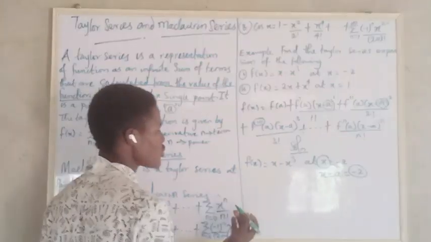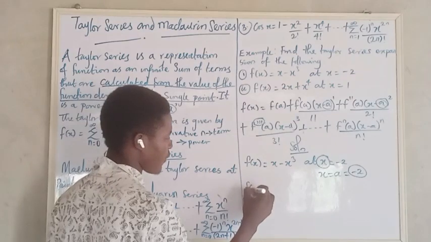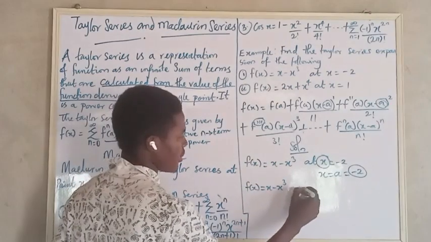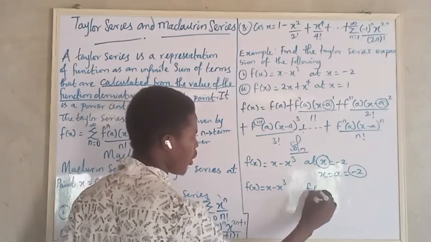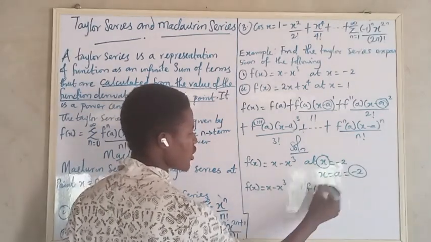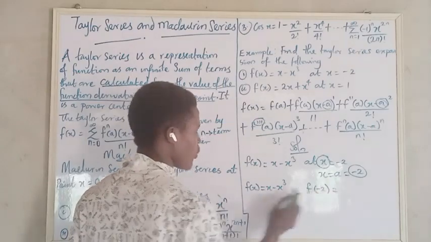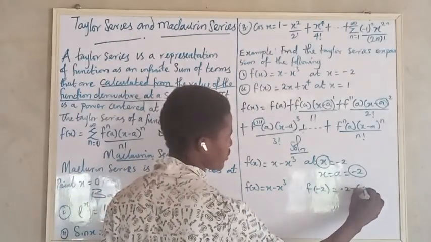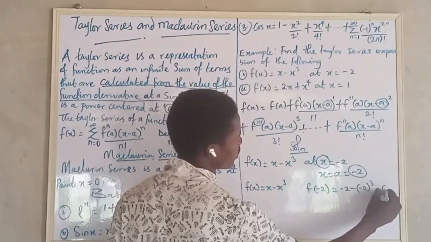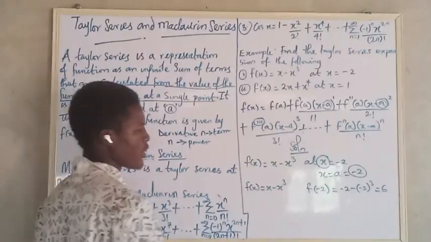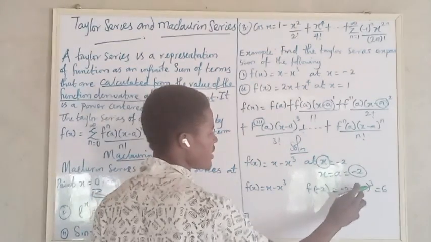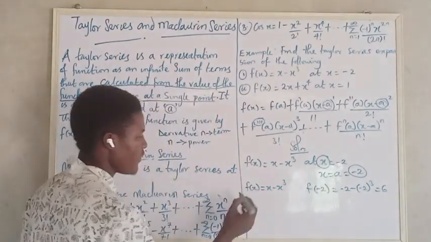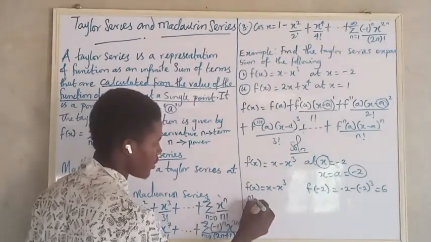So the first thing you need to do is f of x, which is x minus x raised to power 3. Then you now do f of a. Your a is minus 2, so you put minus 2 here. If you put minus 2 here, you are going to have minus 2 minus minus 2 raised to power 3, which will give you 6. Are you getting that now? Because minus 2 cubed is minus 8, minus times minus will give plus 8, and minus 2 plus 8 will give you 6. Then the next thing, you differentiate this now.